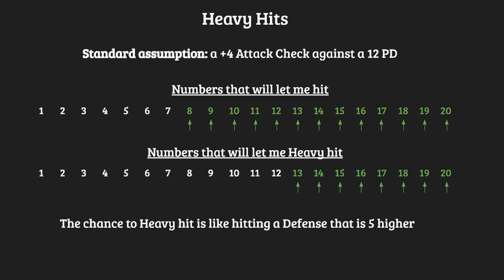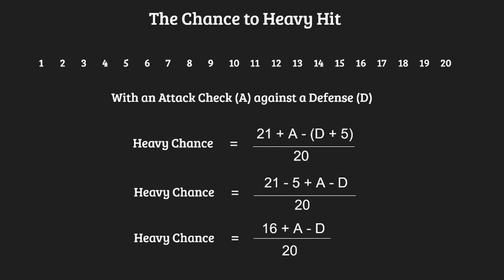So we can do the same maths as before, looking at this and putting in those attack and defense numbers. We can say, okay, this means it's really like saying 21 plus the attack minus the defense plus 5, right? Our defense is just bigger by 5. Well, we can do a little bit of arithmetic right here and rearrange it. So it's really like saying 21 minus 5 plus the attack minus the defense. And because we can combine 21 and negative 5, or take 21 minus 5, we can really just say that the heavy chance is going to be 16 plus the attack minus the defense.